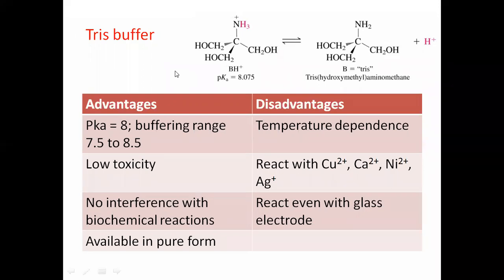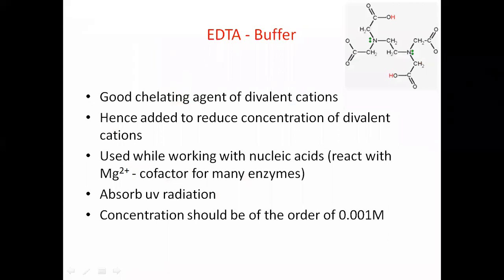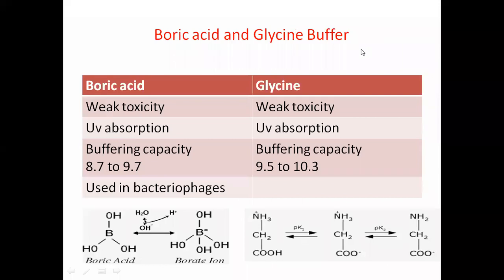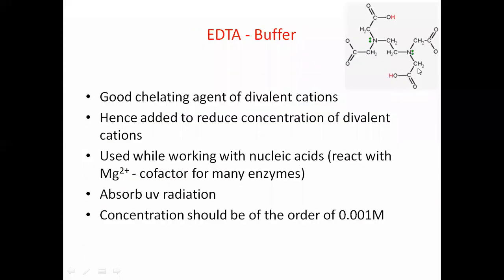The next buffer we are going to discuss is the EDTA buffer. Before that, you should understand what EDTA is. It is ethylene diamine tetraacetic acid. Look at this molecular formula. This is ethylene. From the ethylene, on one side an amine, and on the other side another amine is connected. Then the nitrogen has 2 more bonds, and in those bonds an acetic acid molecule is connected, and here also an acetic acid molecule is connected.